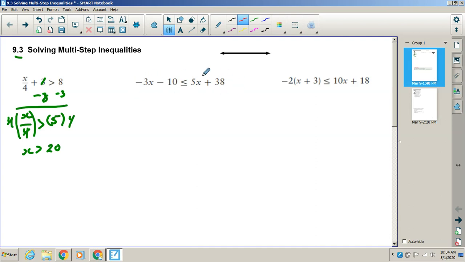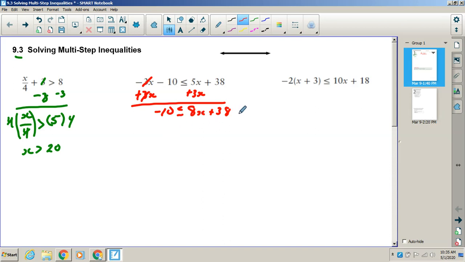So where I start here is kind of personal preference. I sometimes like to work with positive x's and not get negatives involved. So what I can do is I'm going to take this negative 3x and do the opposite operation. I'm going to move it by adding 3x. And what I do to one side, I do to the other. So I'm going to add it to the 5x over here. And what I end up with is negative 10 on the left-hand side. And I have less than or equal to 5x plus 3x is 8x. And I have plus 38.